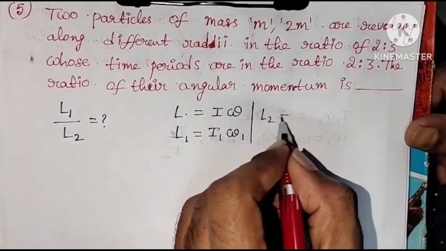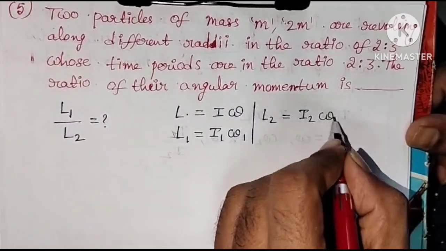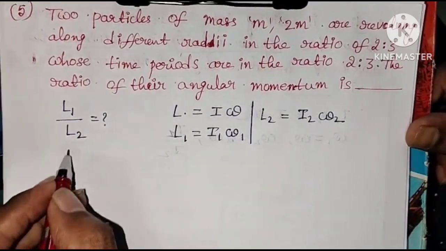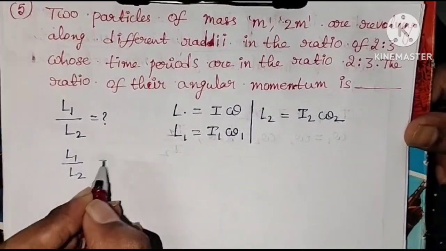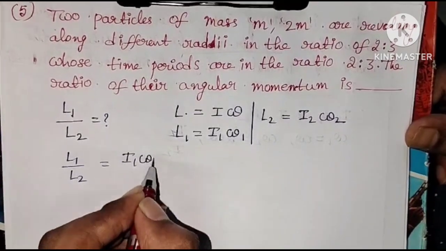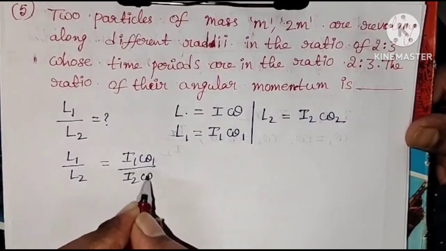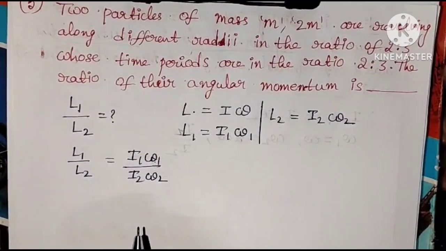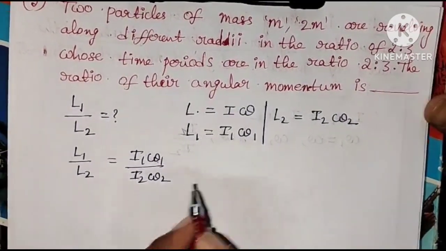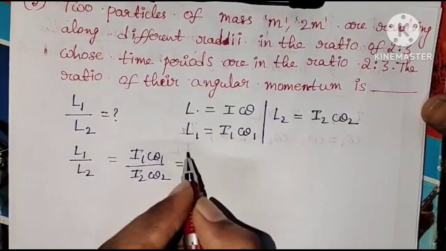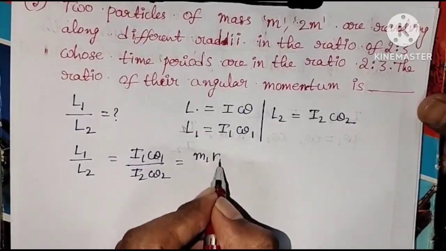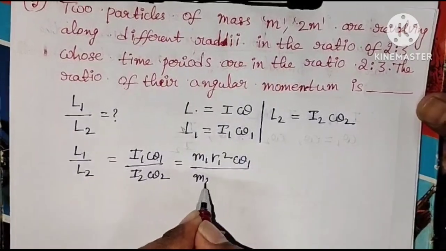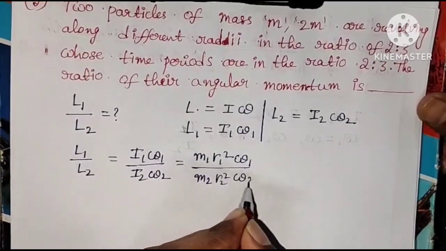Similarly, L2 is equal to I2 omega 2. Now the ratio L1 by L2 is equal to I1 omega 1 by I2 omega 2. Here I means moment of inertia, omega means angular velocity. Now, what is the moment of inertia formula? M1 R1 square omega 1 by M2 R2 square into omega 2.